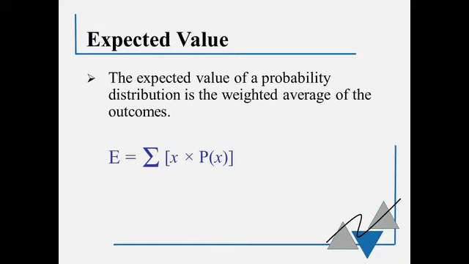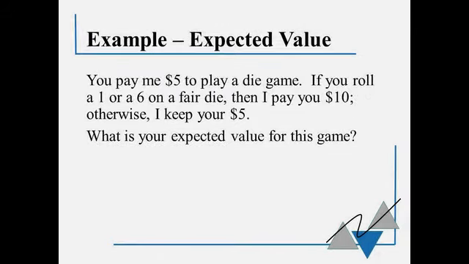That's the definition, that's the formula. Essentially what we're going to do is, if we have some procedure, some experiment, we're going to list all the possible outcomes and their probabilities. That's our probability distribution. And then we're going to multiply those probabilities by the outcome and add them up. So we get a weighted average, weighted by the probabilities. So let me show you an example.